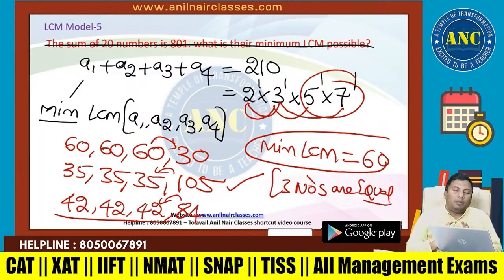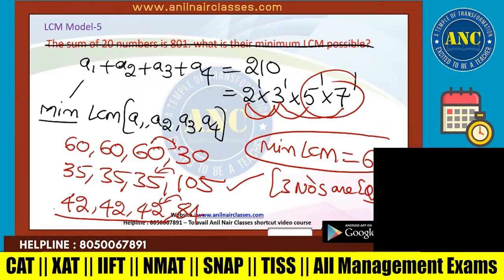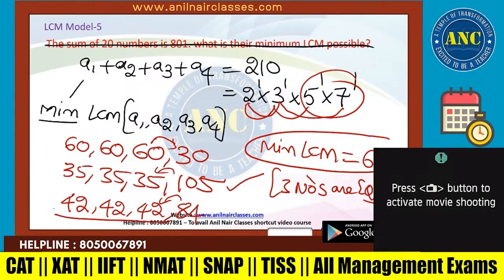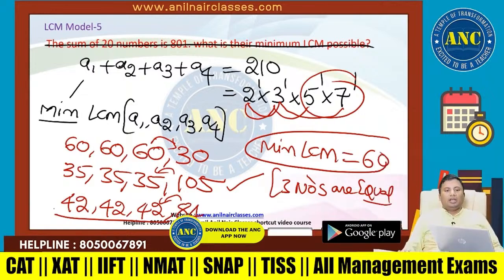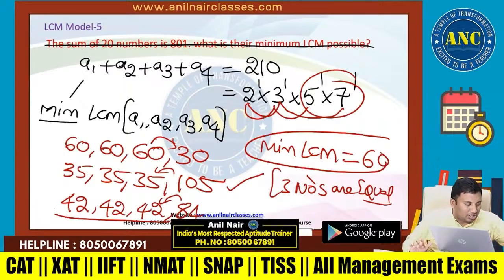If 4 cannot be equal, 3 has to be equal. Which 3 numbers should I make equal? From the factorization of 210, I will get the answer. 7 5s are 35. Give 35, 35, 35, remaining 105 to the A4. Give 42, 42, 42, remaining 84. Give 60, 60, 60, remaining 30. So minimum LCM is 60. Please put a star mark on this question.